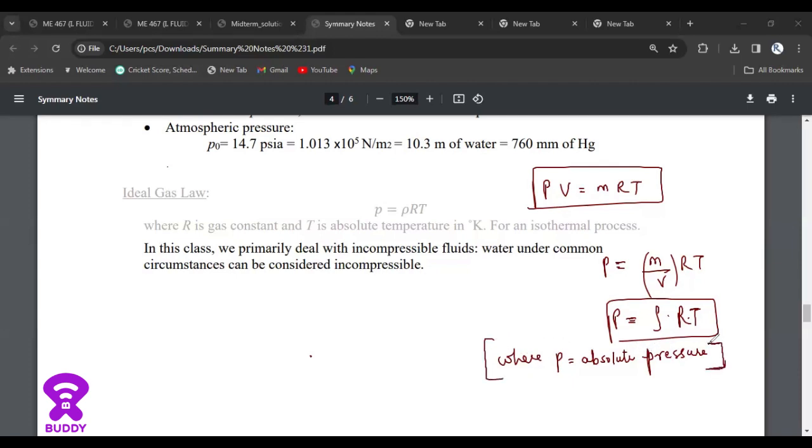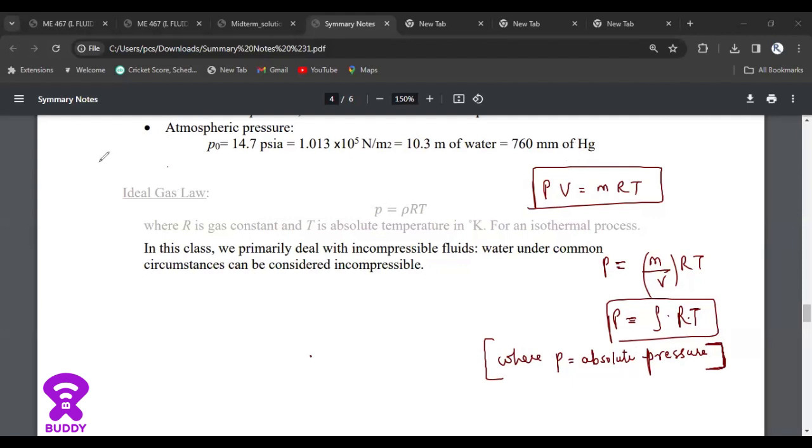Is it for gases only? Yes, it is applied for gases, that too ideal gas. So it won't be applied for liquids. Basically, if a liquid behaves like an ideal gas, then we can apply it. But it is very rare to apply it for liquids, right?